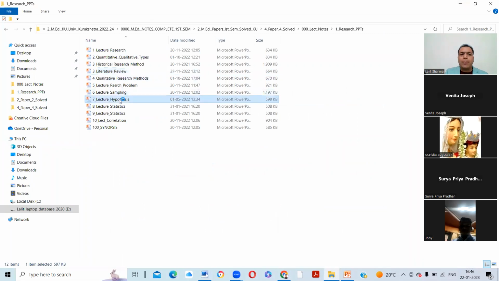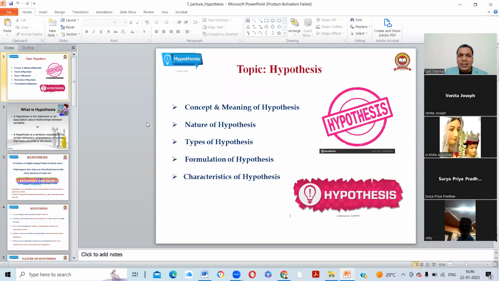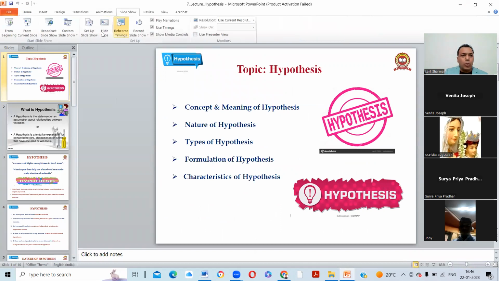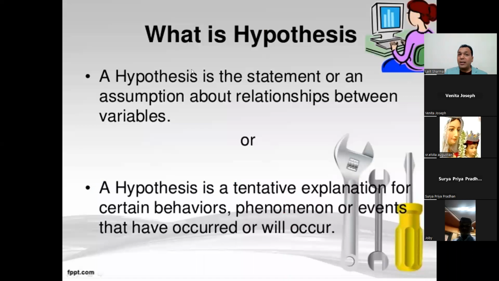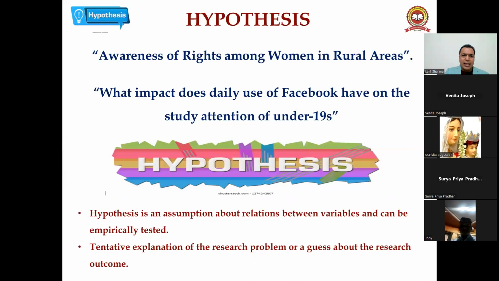Hypothesis is basically our supposition, our assumption. Whatever we are going to study, we assume that a particular thing would happen, then we talk about those things. Look, what is a hypothesis? Now you have remembered, this PPT we have already done, right? A hypothesis is a statement or an assumption about the relationship between variables. So what is a hypothesis?